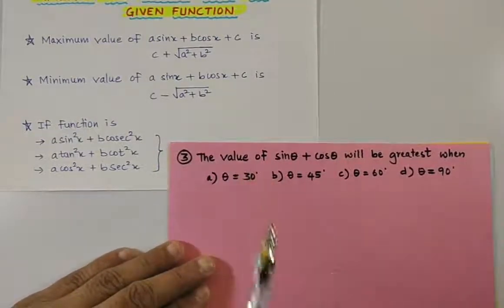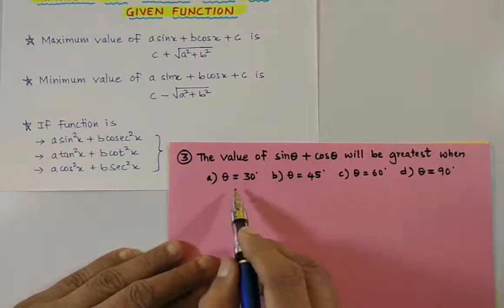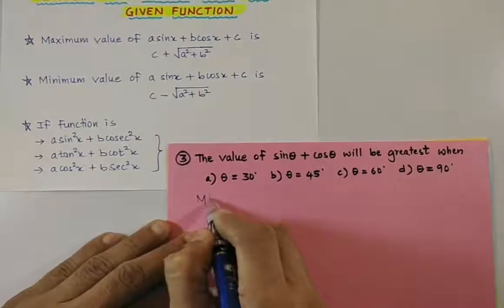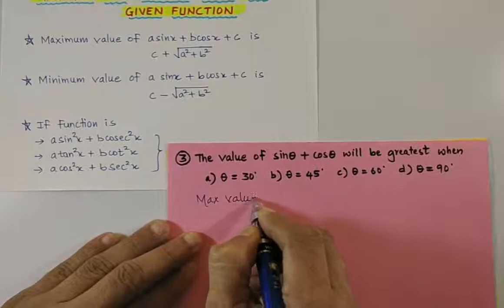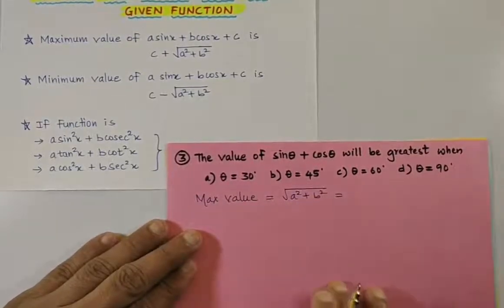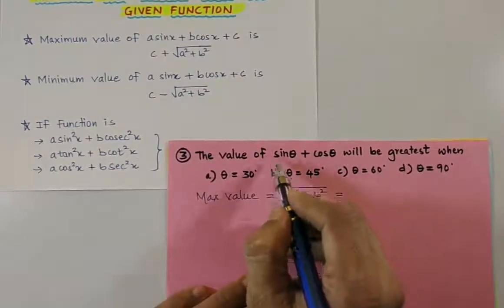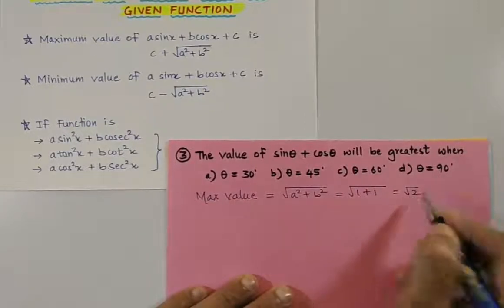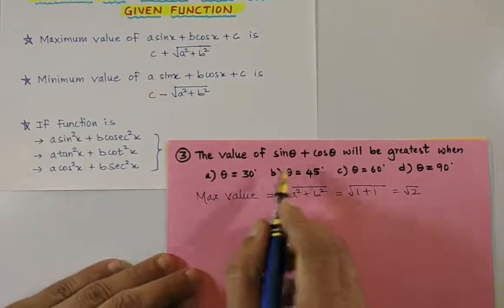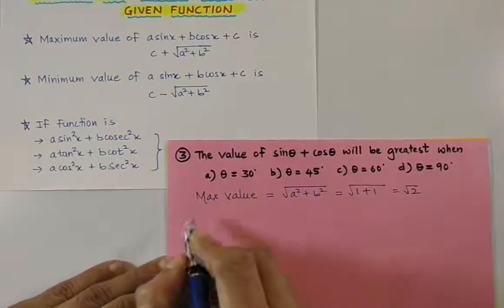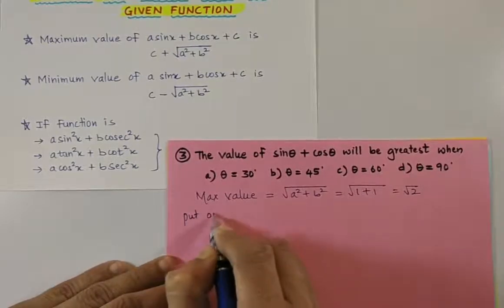Similar to the last problem, the value of sin theta plus cos theta will be greatest when theta is 30, 45, 60, 90. Again, first I will find the maximum value. Maximum value will be root of a square plus b square, as a c term is not there. So a is 1, b is 1. So root of 1 square plus 1 square, you will have root 2. Now substitute the options and again check for which value you will get root 2. So put options and check.